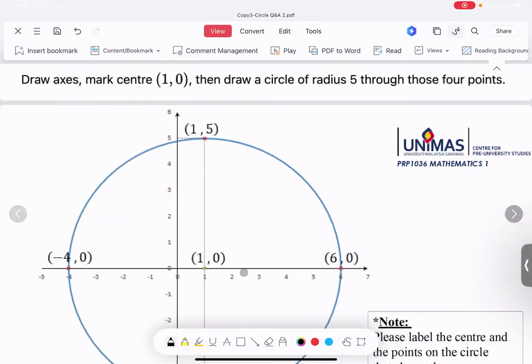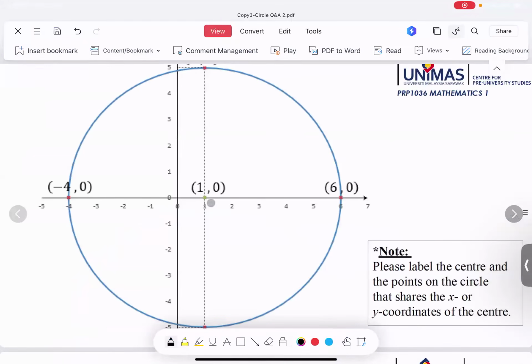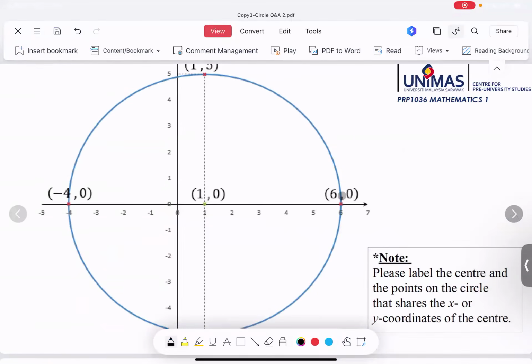Okay, so let us get back to the important points. Center is 1, 0, radius is 5. Okay, center is 1, 0, the radius is 5. Count 1, 2, 3, 4, 5 in each direction. Okay, so this is the circle.